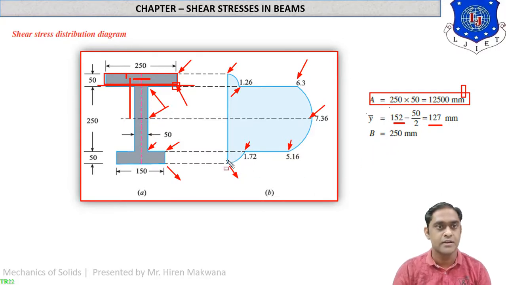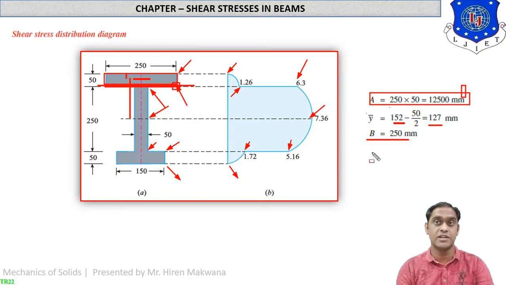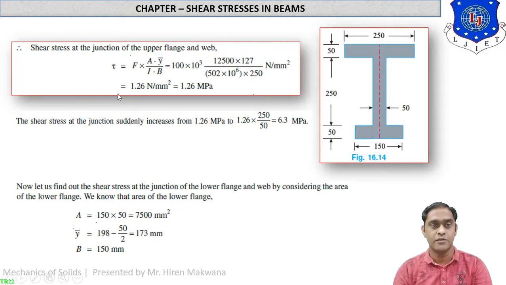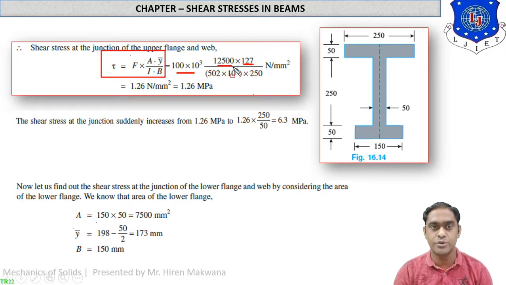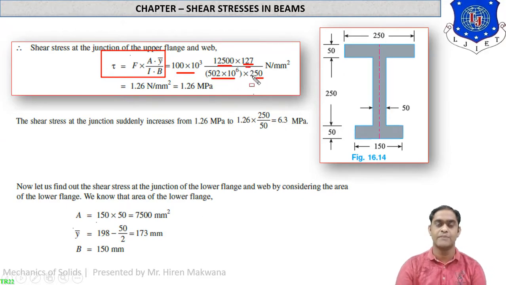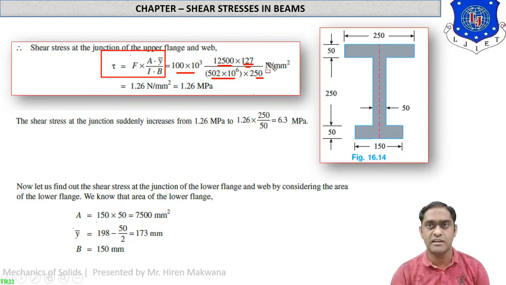Nothing difficult. This width is b equal to 250 as you can see. Now from these three values, and moment of inertia is already calculated, shear force F is given in the data. You just see what is the formula for tau. Tau is equal to F A y bar upon I b. F is equal to 100 into 10 raised to 3. Area is 12,500. Y bar is given to you, 127. Moment of inertia 50 into 10 raised to 6 and b equal to 250. You can check all the values which are calculated in the previous pages. So 1.26 Newton per mm square is the shear stress.